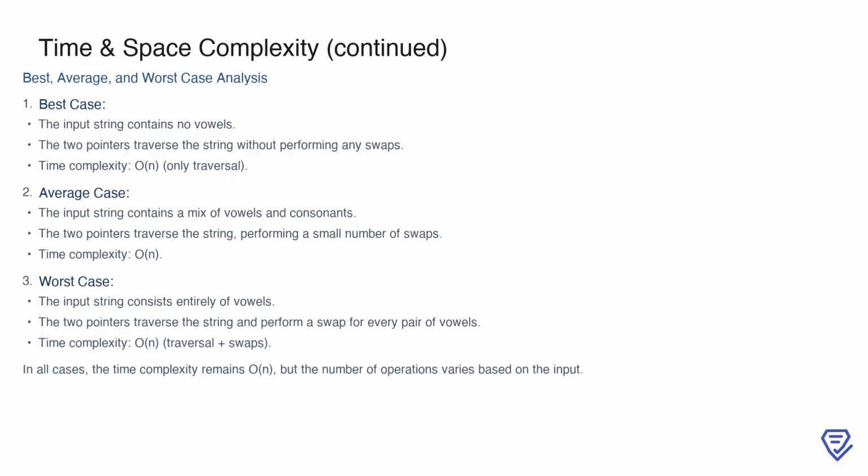The two pointers traverse the string and perform a small number of swaps, but the overall time complexity remains O(n). In the worst case, the string consists entirely of vowels. Now, the two pointers traverse the string and perform a swap for every pair of vowels, but even in this scenario, the time complexity remains O(n) due to the combined cost of traversal and swaps.